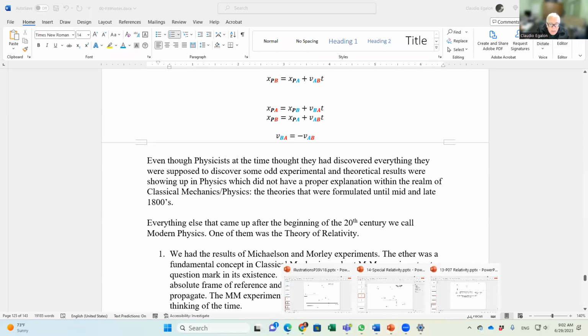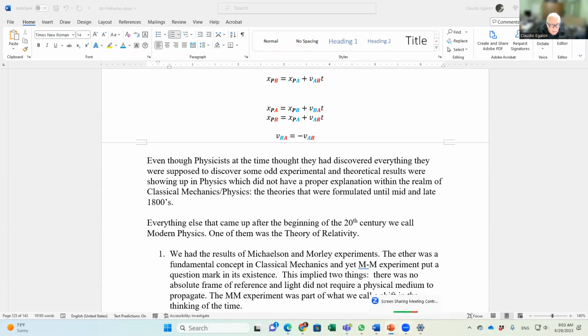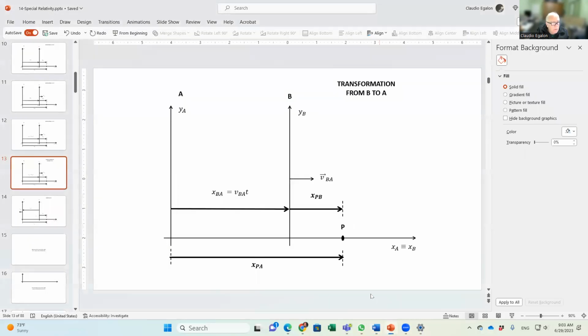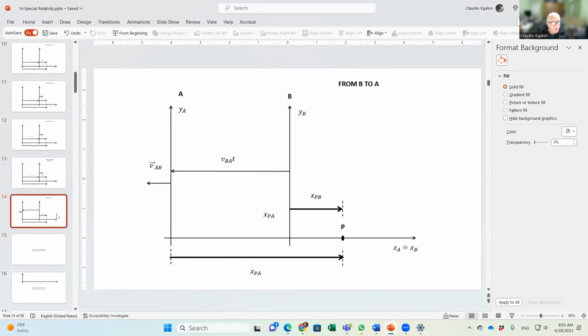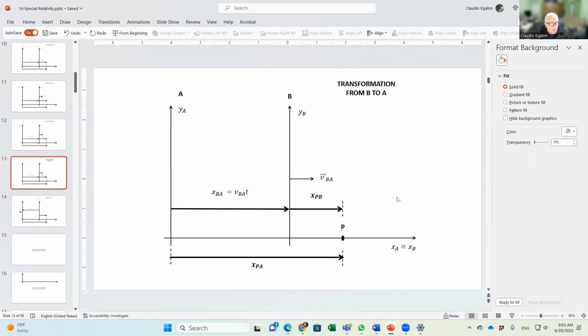Okay, let's take a look. Slide, here we go. VP of B is this one here. Let's see here. Originating from the referential YB, right?